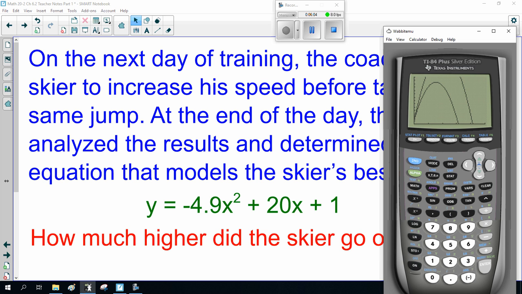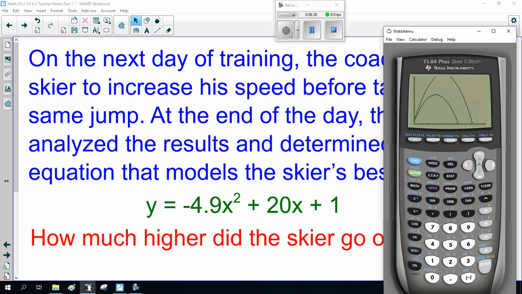Now, excuse me, how do I change my windows? I've talked about this before. I can guess. I'm going to guess this time. I'm going to go table set. No, sorry. Windows. The maximum of 20 for y. See what happens. There's my first jump, or the skier's first jump. Ooh, not high enough.